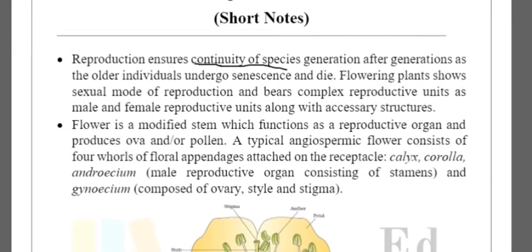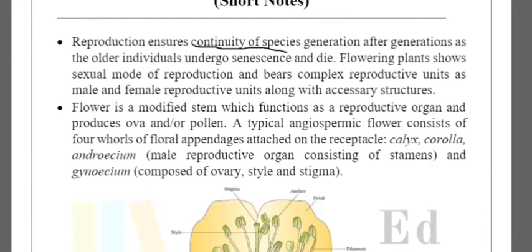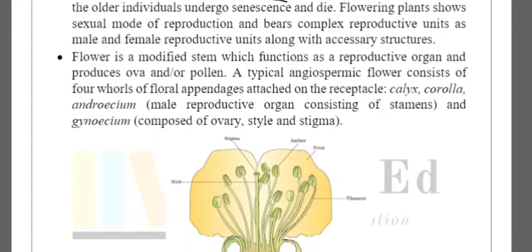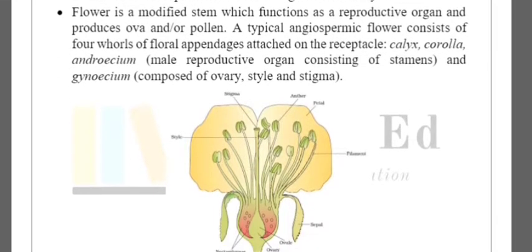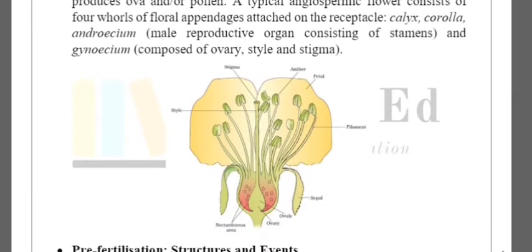So flowering plants show sexual mode of reproduction and they bear very complex structures as male and female reproductive units along with the accessory ones. So how do you define a flower? It's a modified stem which functions as a reproductive organ, and it's known for producing ova and pollen.